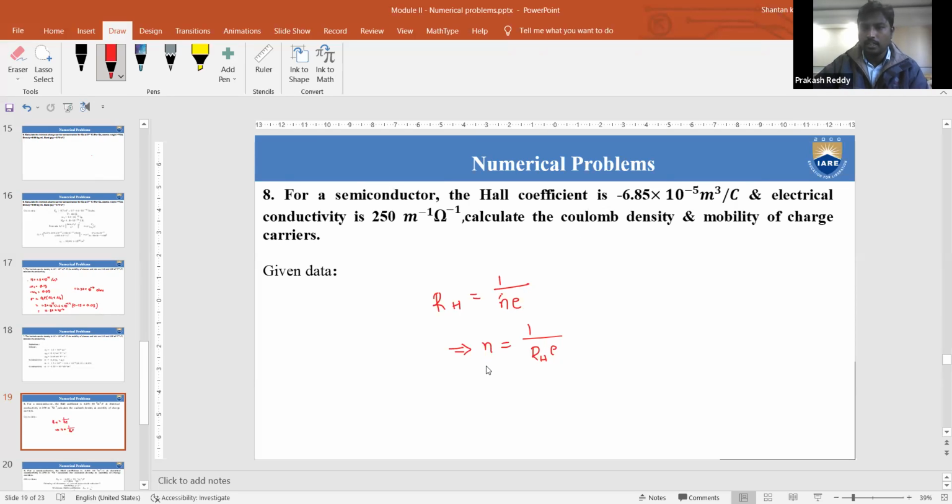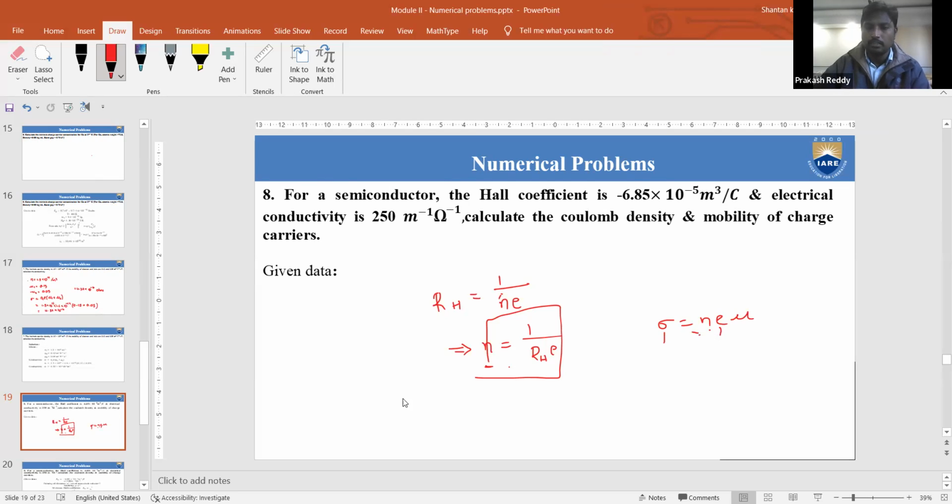Okay, so after finding the charge density, we find the mobility of charge carriers. What is the formula to find the mobility? Conductivity rho equals n into e into mu. Electrical conductivity is given, rho equals 250, and the charge density we get from the previous formula. e is the charge of the electron, and we can find mu by substituting conductivity, number of electrons and charge of the electron.